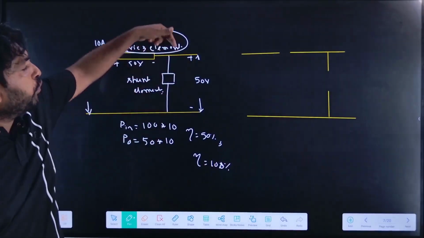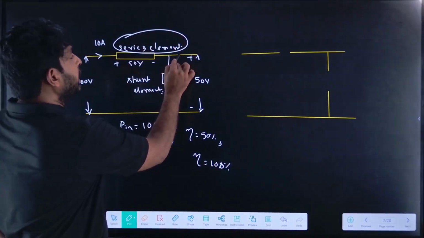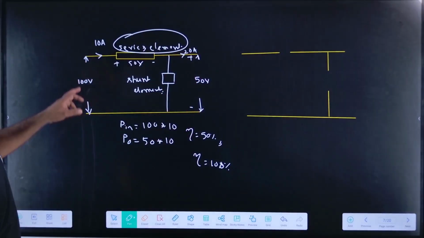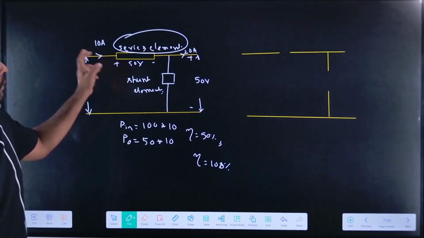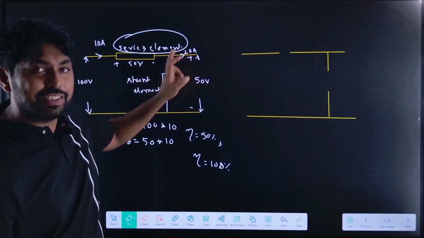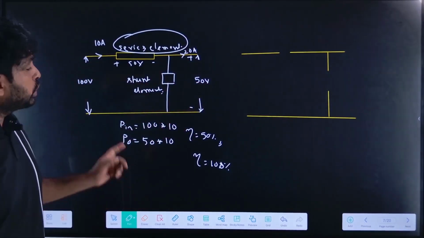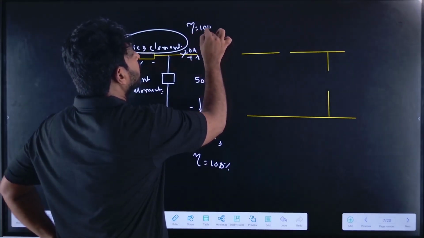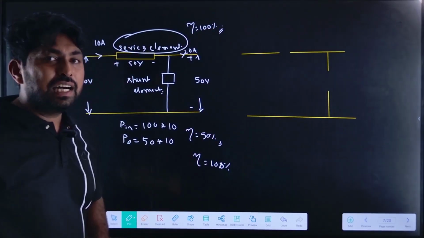What should be the current flowing through the load? It should be 20 amperes. Then it will be 100 into 10, which is 1000 watts, and 50 into 20, which is 1000 watts. So in this case, the efficiency will be 100%. We can take the efficiency as 100%.